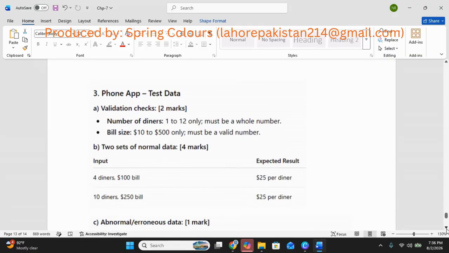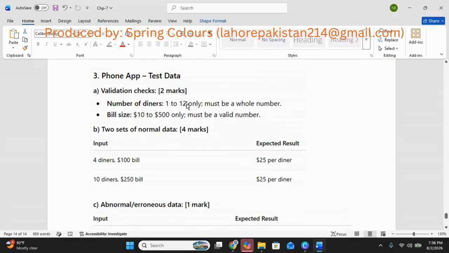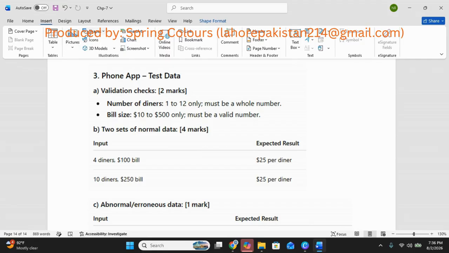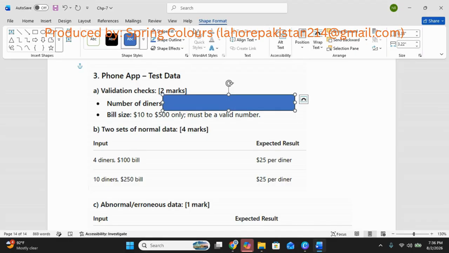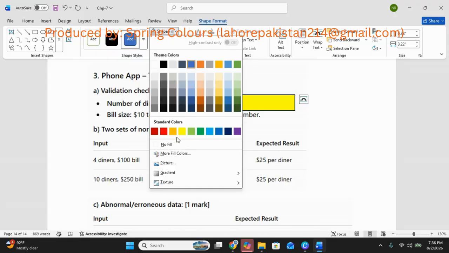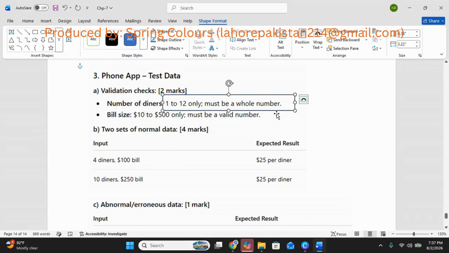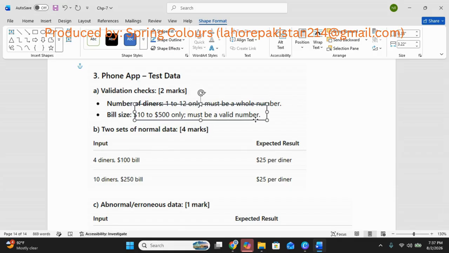What validation checks would be used for the number of diners and the size of the bill? As you can clearly see, there are two checks that can be applied. One is on the number of diners, which can only be between 1 to 12, and it must be a whole number. And the bill size must be in the range of $10 to $500 and must be a valid number that can be divided by the number of diners.